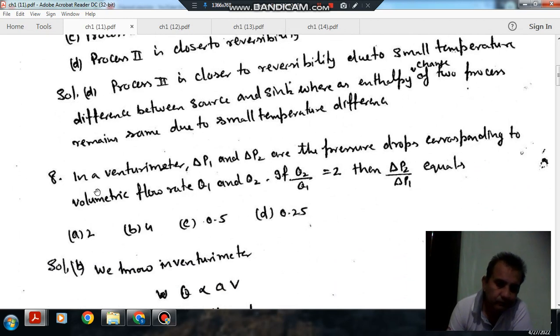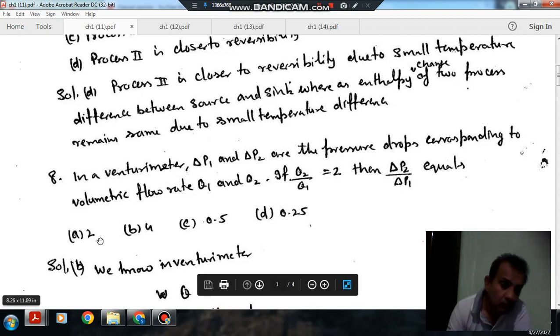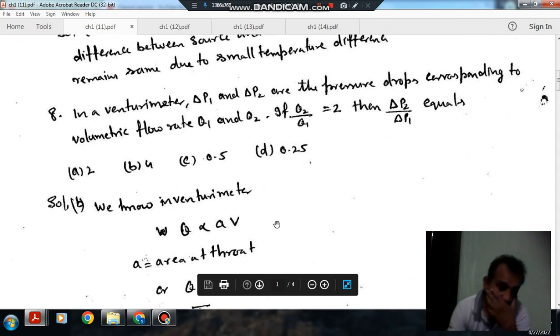Next, in a venturimeter, delta P1 and delta P2 are the pressure drops corresponding to volumetric flow rate Q1 and Q2. If Q2 by Q1 is 2, then delta P2 by delta P1 equals: option A 2, option B 4, option C 0.5, option D 0.25.